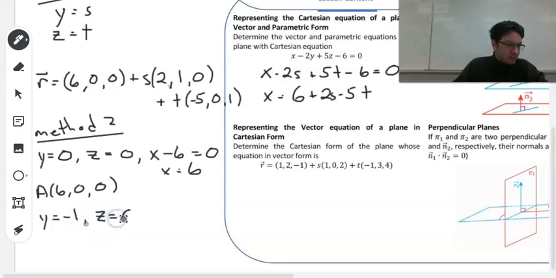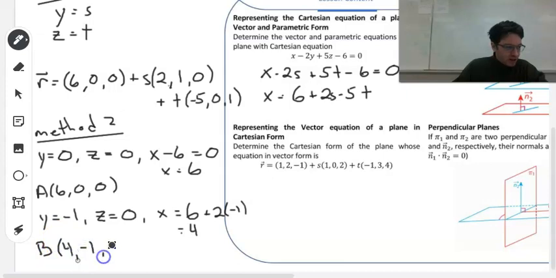Z, we can pick 0 again. And then x, substituting our new y and z, we can figure out what the x coordinate would be on our plane. So we have x equals, well, bring this over, so 6 plus 2y, and y is negative 1, so plus 2 times negative 1, and z is 0. So that gives us x as 4. So our next coordinate, which we will call B, is 4, negative 1, and 0.